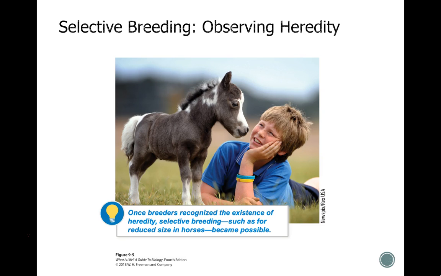So once breeders recognized this ability to select for heredity, they started selecting individuals with desired traits to breed with one another, and therefore reinforcing the traits that we liked. Examples of this are sweeter corn, loyal dogs, docile livestock, beautiful flowers, things like that. The thing is, though, people didn't understand how this worked for a really long time. They were practicing this, but they didn't really understand the mechanism behind this heredity.